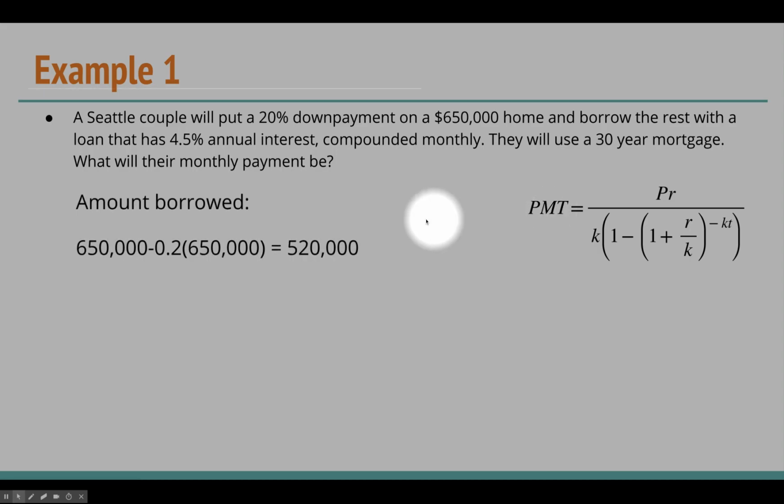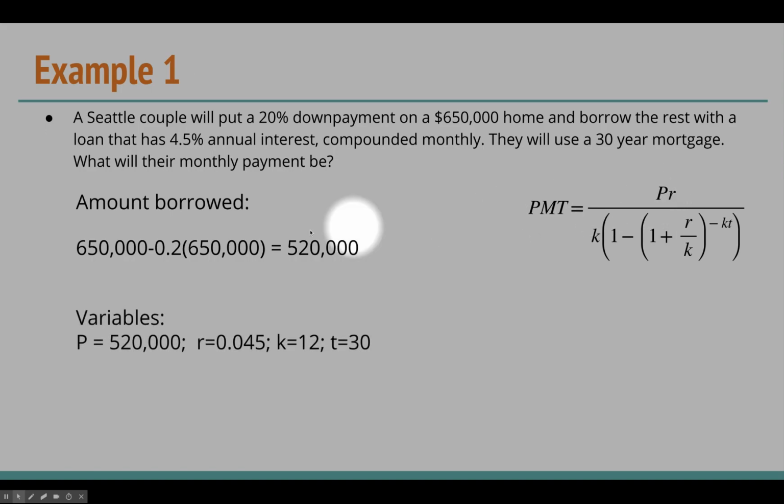So we first start by saying how much are we going to actually borrow. We're not borrowing the full $650,000 because we have a 20% down payment that we're making. So if I start with the $650,000 sale price and then subtract 20% of that sale price, I get the total amount that I'm borrowing from the bank. It's $520,000. So that's P, the principal for the loan.